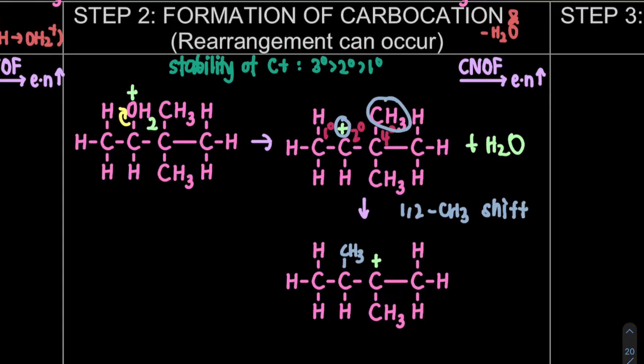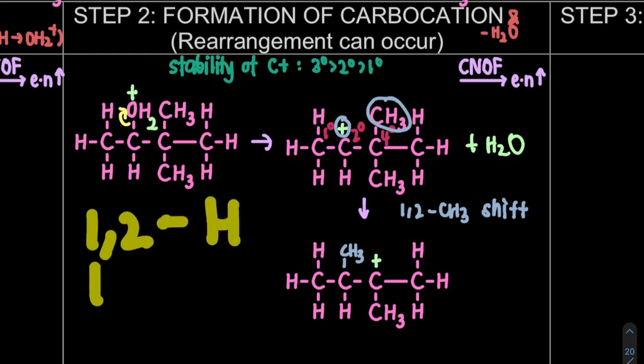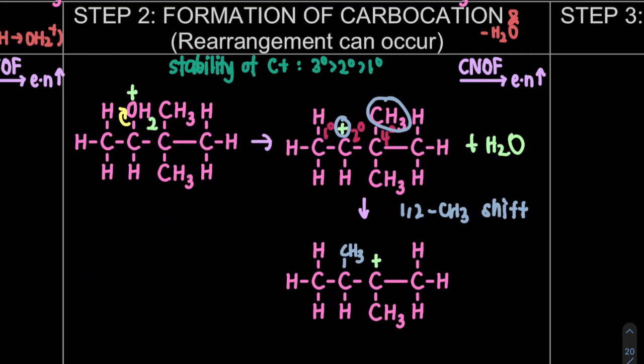For our syllabus, we will only learn the 1,2 hydride shift and the 1,2 CH3 shift. That's all for our syllabus. So, 1,2 CH3 shift here. So what happened here? Now we need to classify it again. Right? Does it form the most stable carbocation?